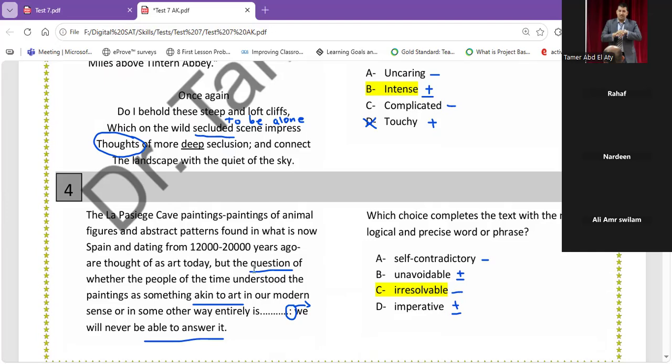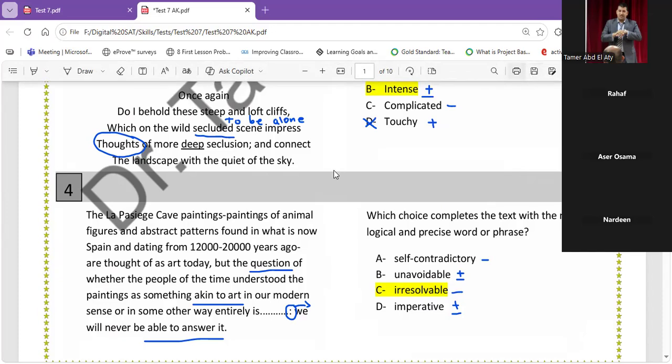But the question, Aser, Majd, of whether the people of the time understood the painting as something akin to art in our modern sense or in some other way entirely is, then he brought here what? Colon. What comes after the colon? Explanation or example for the word. He said, we will never be able to answer it. We cannot answer it. Unanswered. Irresolvable. Clear, Majd? Clear, Aser? Clear. Okay. Take care, please, of the key words. Take care, please, of the context clue.